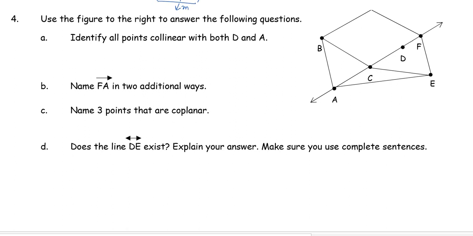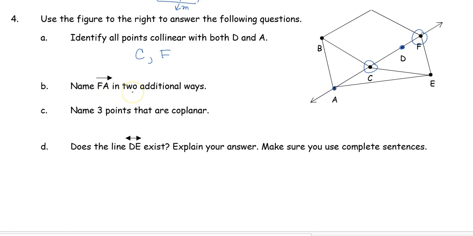We look to the right, use the figure to answer the questions. Identify all collinear points with both A and D. So collinear means that it's on the same line. So when I see D and I see A, I want to name every other point that's on the same line as A and D. So along this line, I look here, I see point C is there and point F. So those are the only 2 points that are going to be collinear with D and A. Collinear again meaning that it's on the same line.